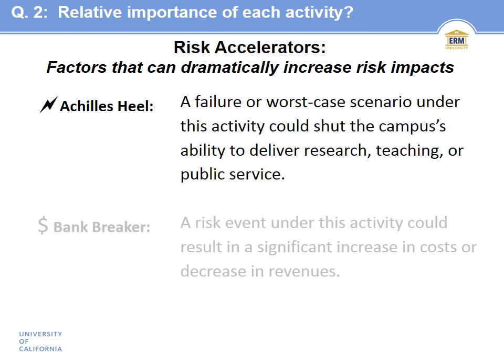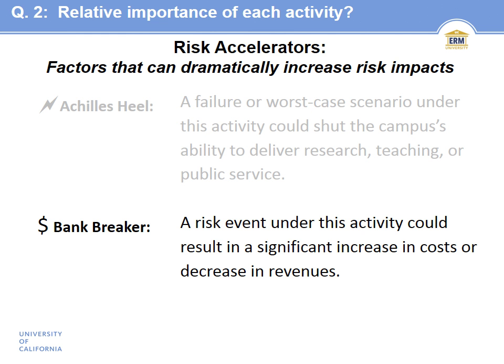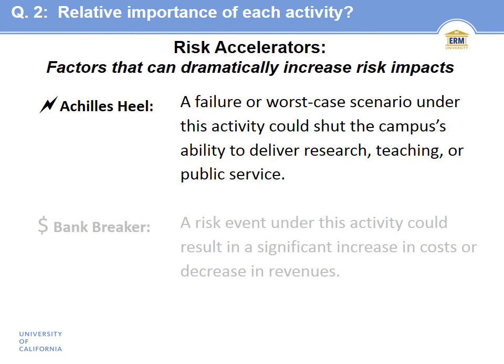In addition, as we looked at this list, it occurred to me, there's some activities we do on this list that if things go south, if we have a risk event, that can cost us a lot of money or it can shut the campus down. And so we came up with these things we call an Achilles heel, which is a failure or worst case scenario under this activity that could shut down the campus's ability to deliver research, teaching, or public service.